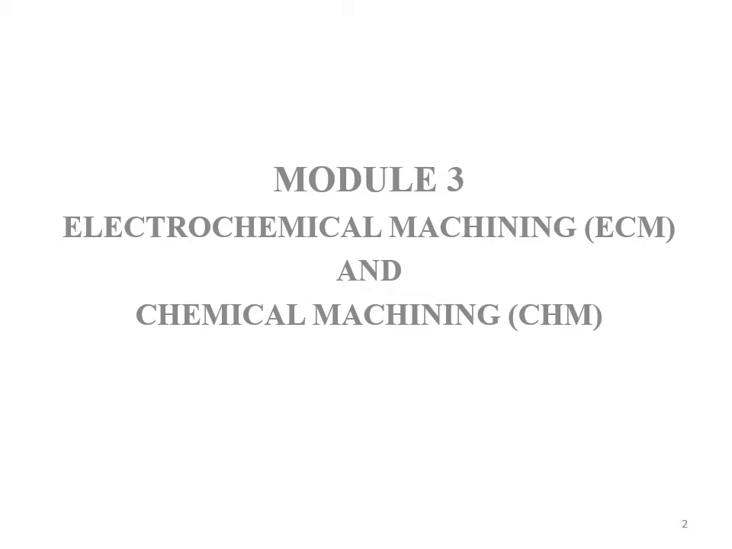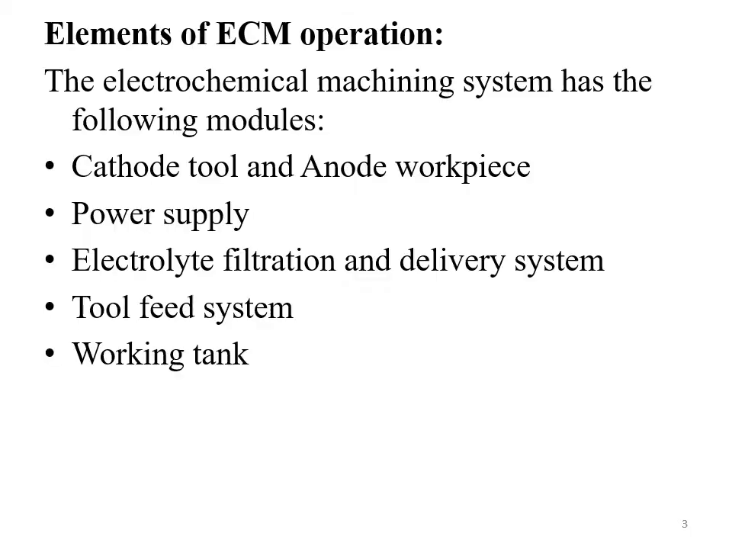In this video I'm going to continue with the five basic elements of ECM. I listed these five basic elements in my last video. The first one is the cathode tool. The second is the anode workpiece, then power supply, electrolyte filtration and delivery system, tool feed system, and working tank.